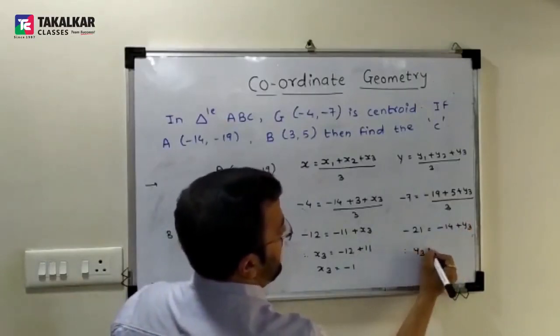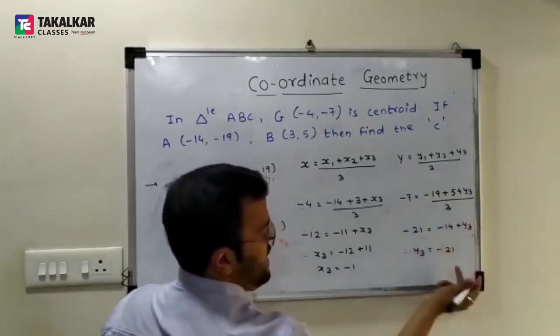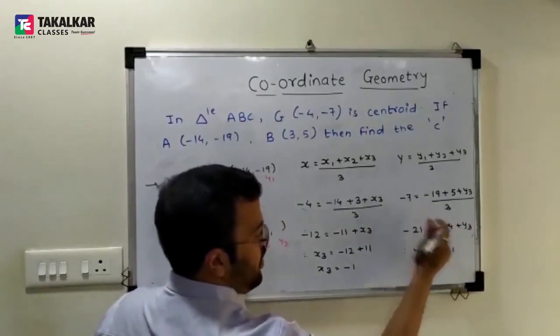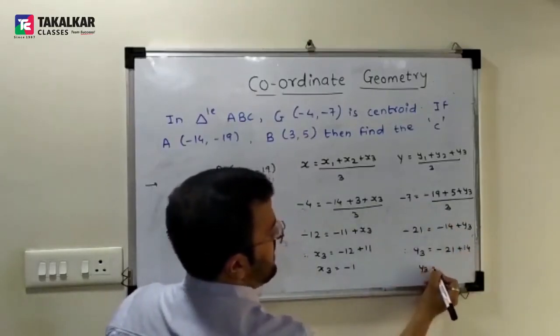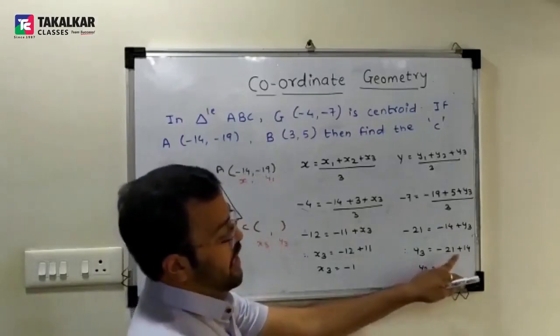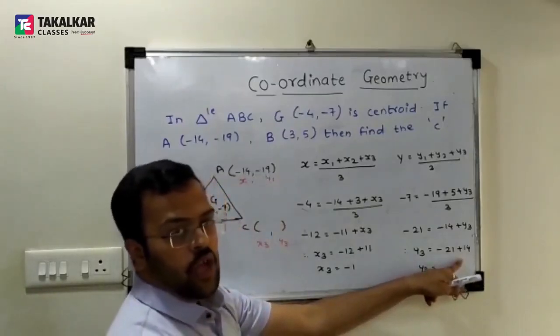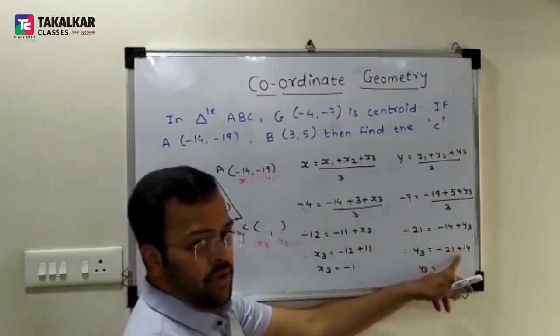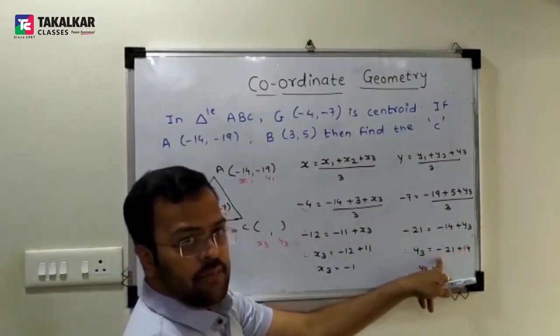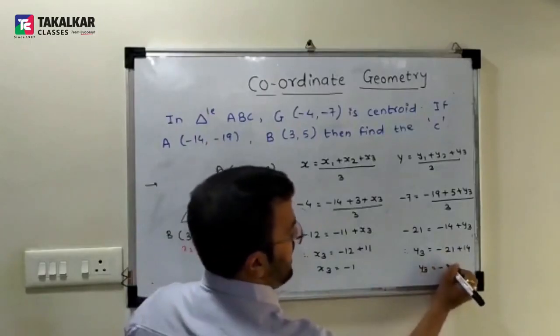Therefore, y3 is equal to minus 21. This minus 14 will shift here, so it will give you plus 14. So y3 is equal to minus 21 plus 14. All of you know what minus plus is? Greater number minus smaller number, and the sign of the greater number. So it will give you minus 7.